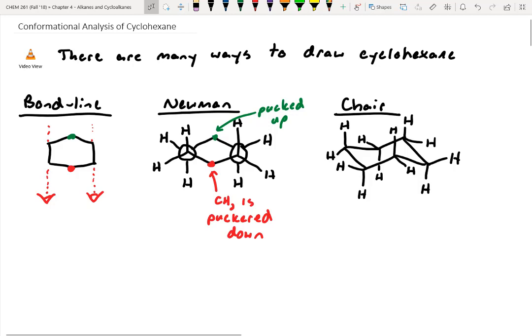Tomorrow when you come in, please bring your model kit, and when you come, already have cyclohexane pre-made, and I'll show you how to do something called a chair flip with your model kit. So make sure you come tomorrow prepared with cyclohexane.